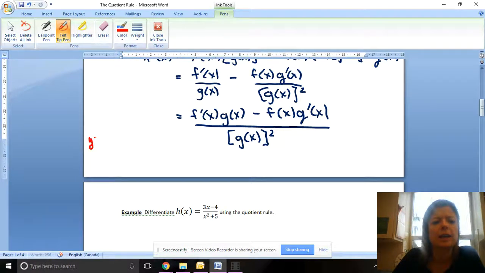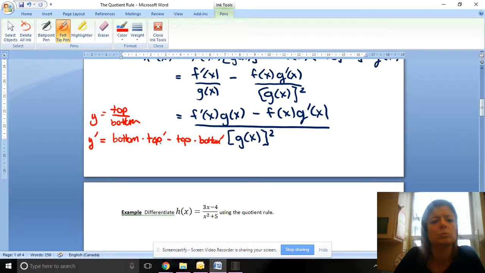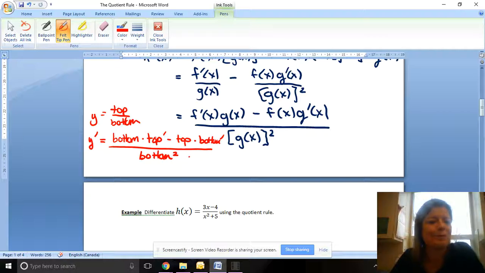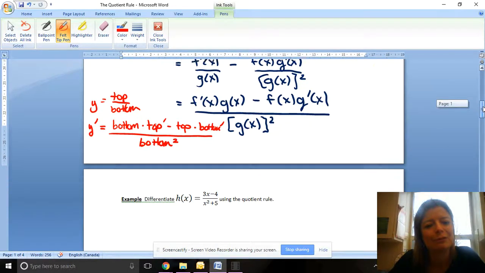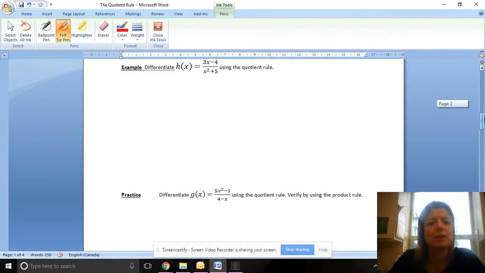So I always just think of it as, so if y equals top over bottom, then y prime is the bottom times the derivative of the top minus the top times the derivative of the bottom all over the bottom squared. And that has literally been in my head since 2002, 2003, when I initially took calculus when I was in grade 12. So that's just something you will learn to do.